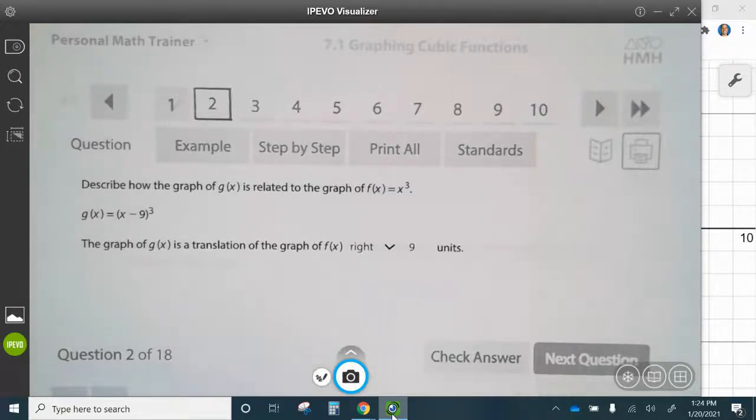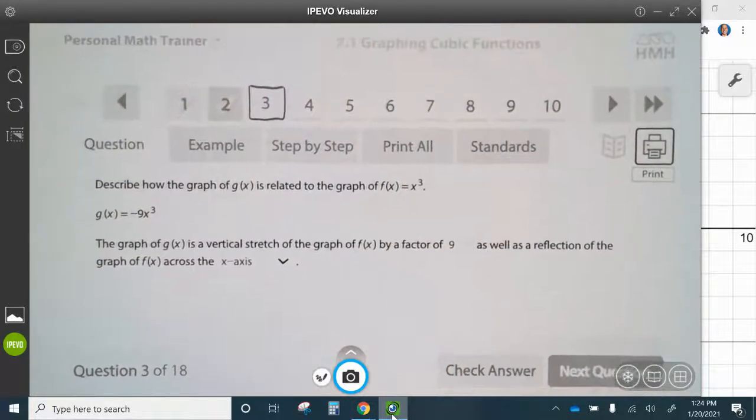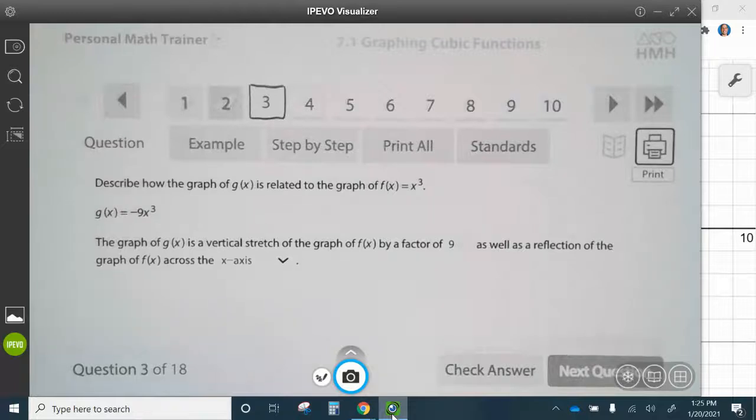Now let's take a look at question number 3. Describe how the graph of g of x is related to the graph of f of x equals x cubed. G of x equals negative x cubed. The graph of g of x is a vertical stretch of the graph of f of x by a factor of 9, as well as a reflection of the graph of f of x across the x-axis.